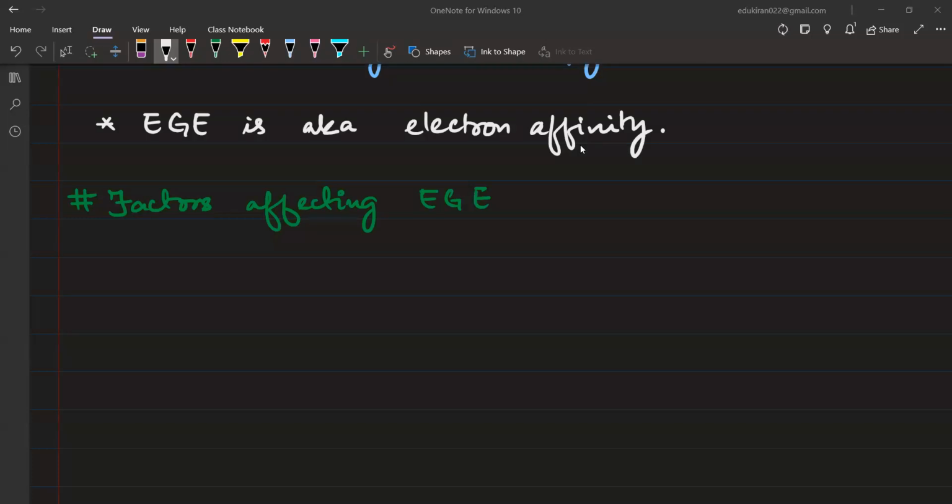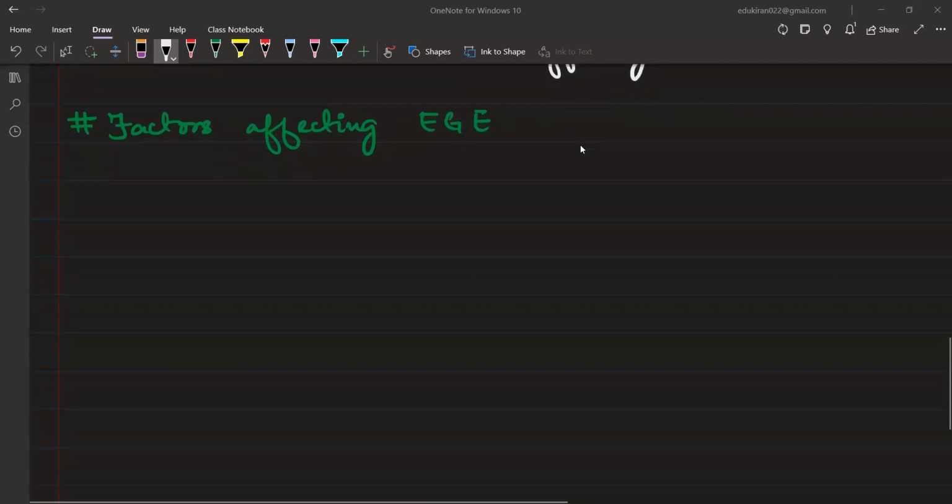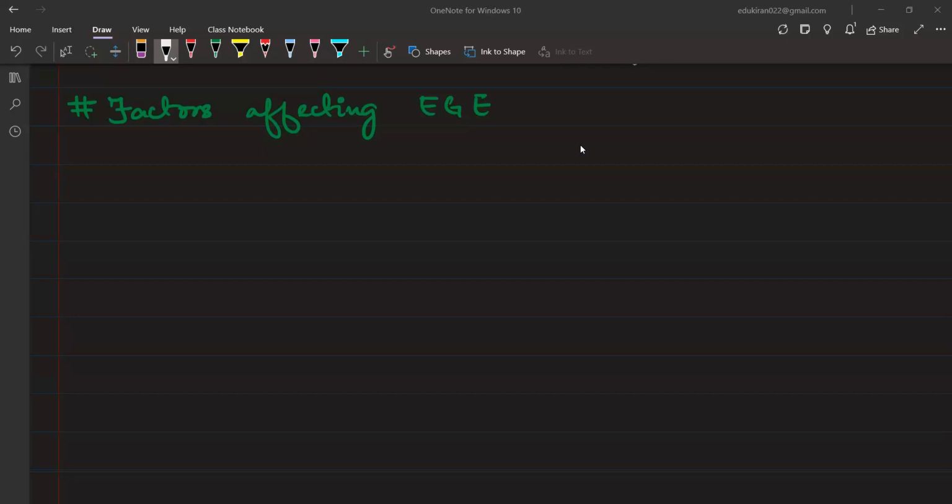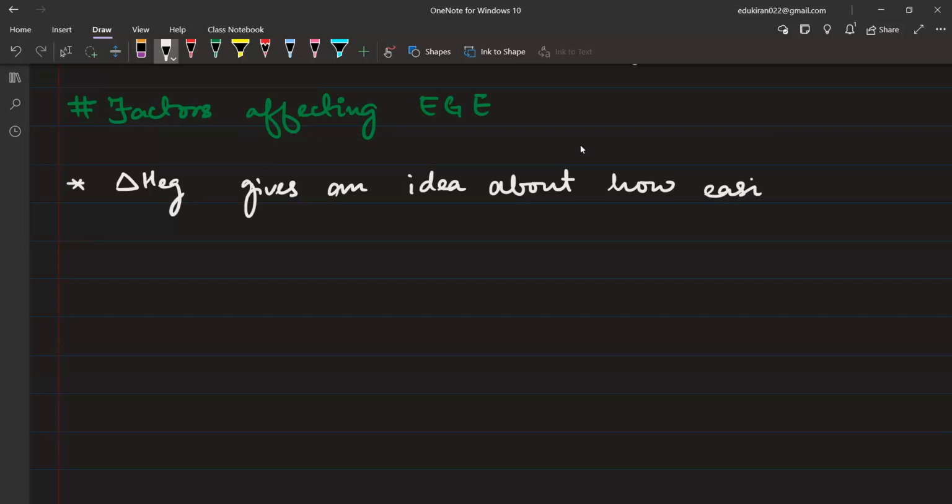First of all, you will write what actually delta HEG tells about, so that it will be easier for us to understand the factors. Okay, so please write: delta HEG gives an idea about how easily an electron can be added to a neutral atom.